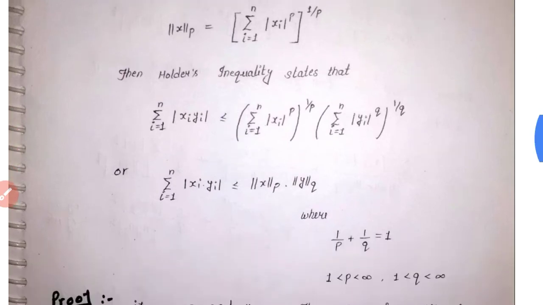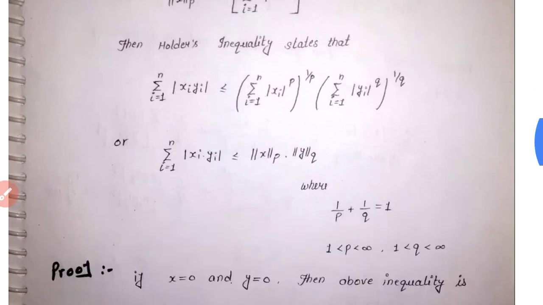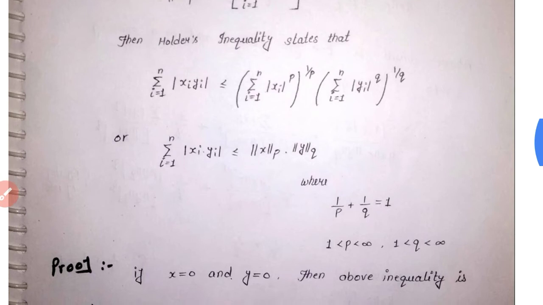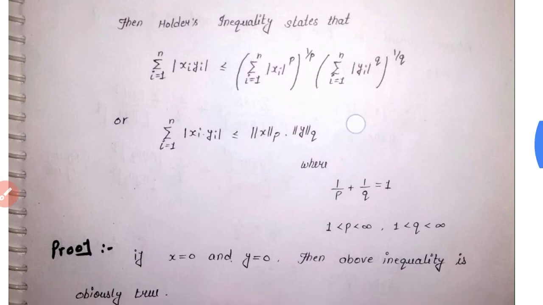Now according to Holder's inequality, the summation of i equal to 1 to n of modulus of xi yi is less than or equal to the summation of i equal to 1 to n of modulus of xi to the power p, and the whole to the power 1 by p, into the summation of i equal to 1 to n of modulus of yi to the power q, and the whole to the power 1 by q.